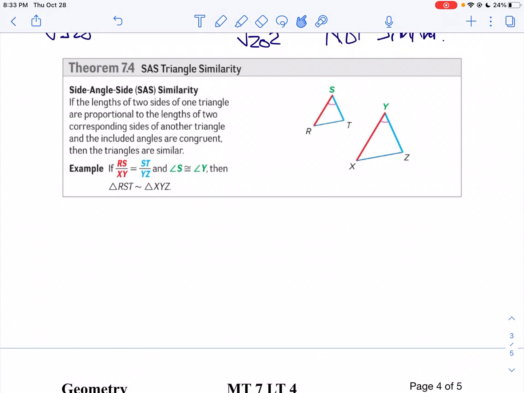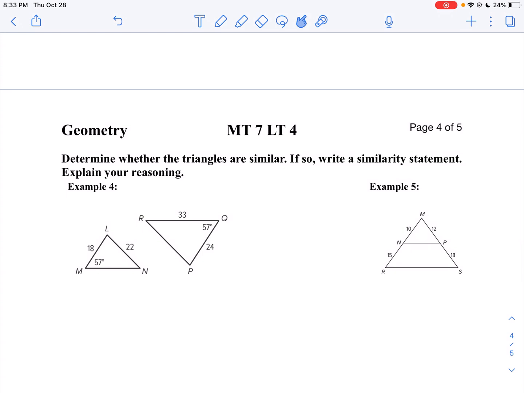The third way to show triangles are similar is side angle side similarity, and that sounds exactly like what it sounds like. The two sides have to be in the same ratio. The angle has to be between the two sides, and the two angles have to be congruent. So the sides are in proportion, but the angles are congruent. So let's apply that to a problem here.